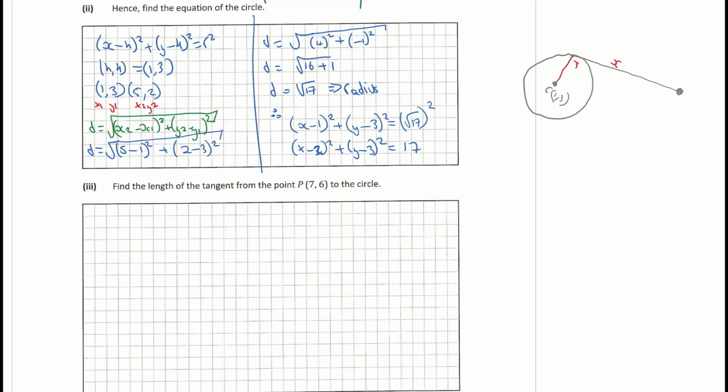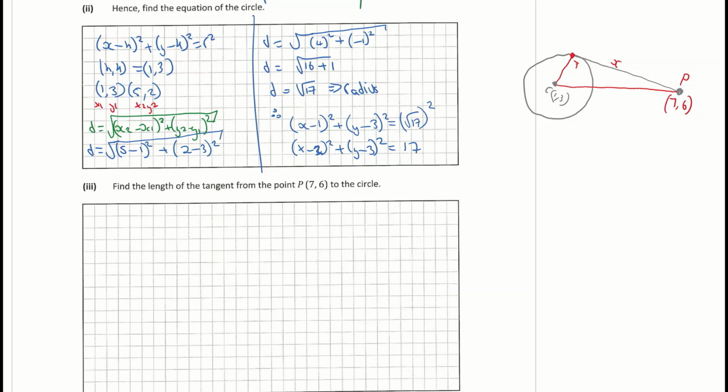And in order to find the length of this tangent, so let's call it x, the distance from the point P to where it touches the circle here, I'm going to make a triangle out of it, and the triangle is going to then connect P to the center. And I'm going to find that distance because we're given the coordinate 7, 6. So if I find the distance from 7, 6 to the center 1, 3, I can then use Pythagoras' theorem to calculate the length of x.